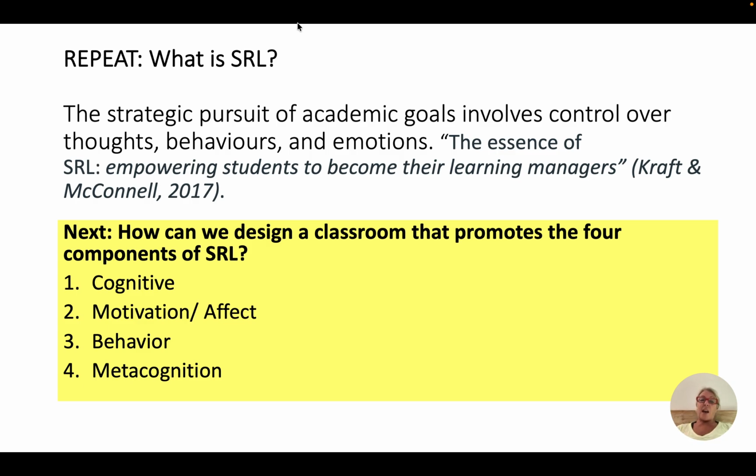So again, next, how can we design that classroom that promotes the four components of self-regulated learning? So cognitively, what are you going to put in place for your students to do so that they're reflecting on that? What are you going to do that helps them become motivated, stay motivated? And then what about their behaviors, about learning and curiosity and that kind of thing? And the metacognition, how are you going to help them become better learning managers? Because they're going to need to know, what can I do for myself to help me learn better? And why am I struggling with a certain problem, etc.